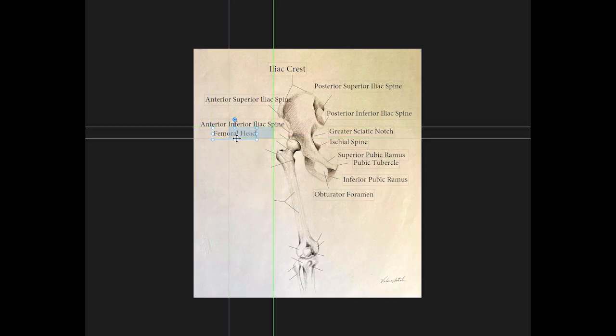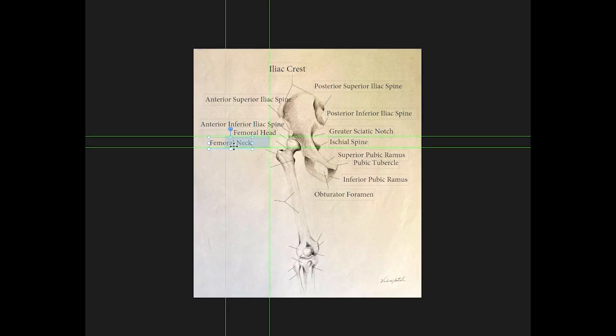The femoral head is going to be that round ball right there, and then directly inferior to it, we're going to have the femoral neck, right? And then we have these two trochanters of the femur. The one that's on the lateral side, the larger one, is going to be our greater trochanter. And then this one right here is going to be our lesser trochanter.